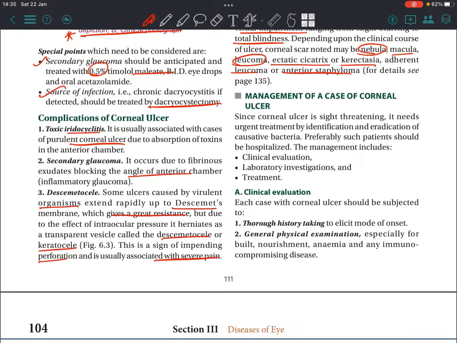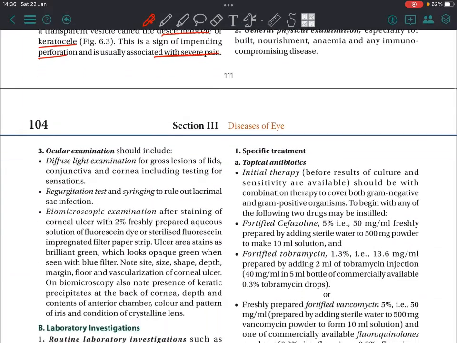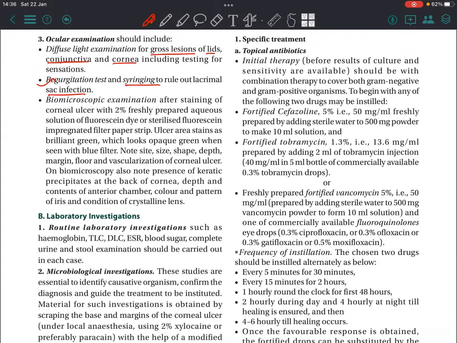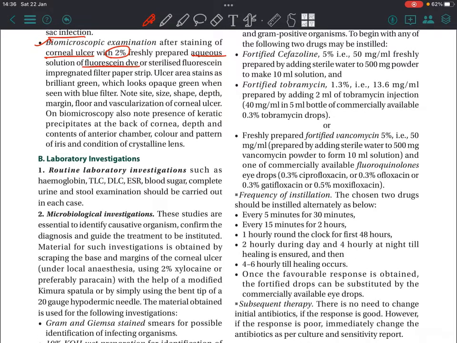Management of a case of corneal ulcer. The management includes clinical evaluation through history taking, general physical examination, ocular examination, diffuse light examination for gross lesions of lids, conjunctiva, cornea, regurgitation, syringing to rule out lacrimal sac infection, and biomicroscope examination after staining of the corneal ulcer with 2% freshly prepared aqueous solution of fluorescein dye or sterilized fluorescein-impregnated filter paper.